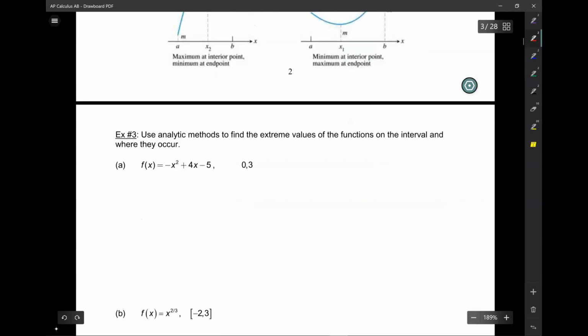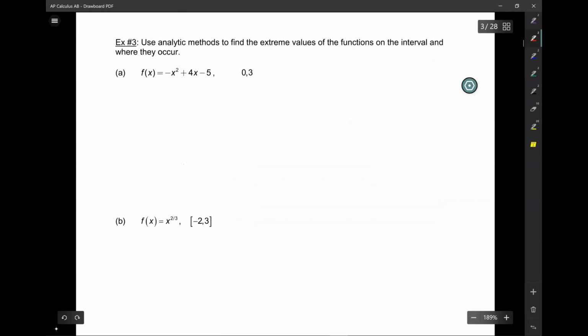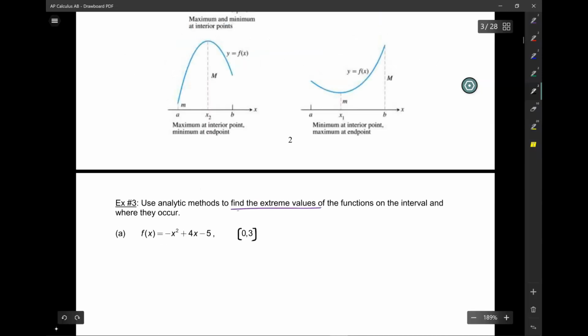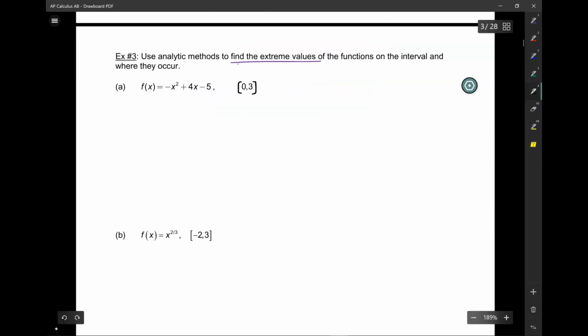Okay, so use analytic methods to find extreme values. So basically use the calculus you know and find them, not graphically. So what we need to find is the extreme values of the functions on the interval. So then, will the extreme values be where f prime is 0? That's where f prime is 0. It can be there, or it can be at the endpoints.